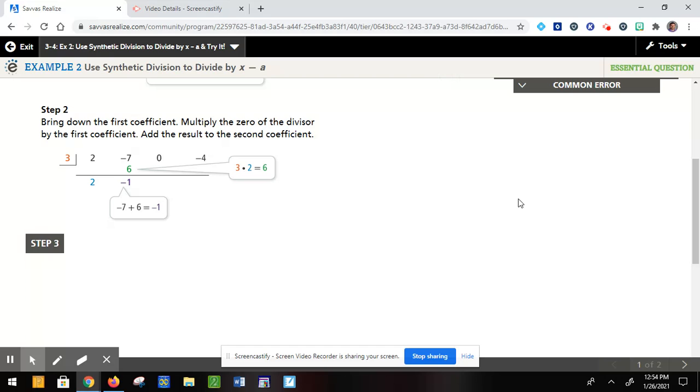First step is you bring down whatever the first number is. So you have a line and you leave enough room where you can write some other numbers. You drop the first number down, then you multiply. 3 times 2 is 6. Then you add down and you get negative 1. And then you repeat.